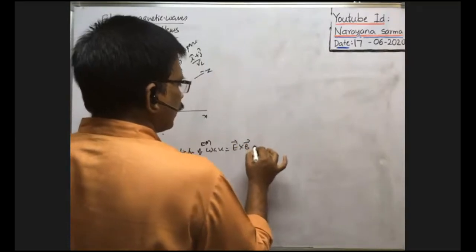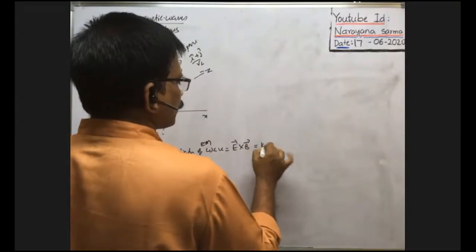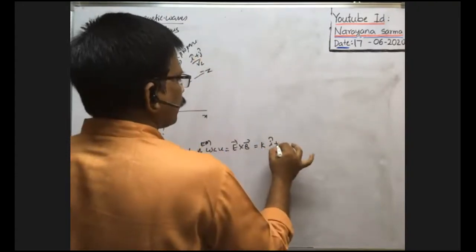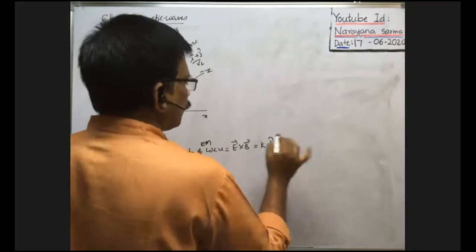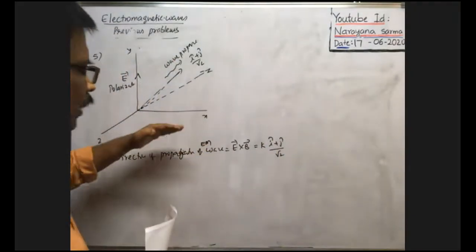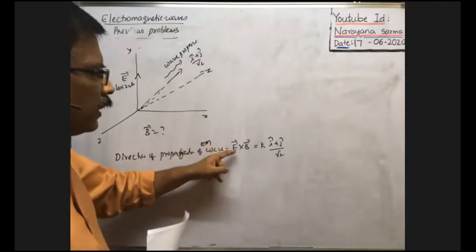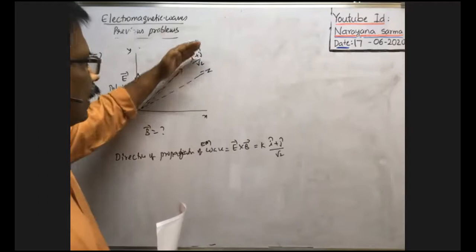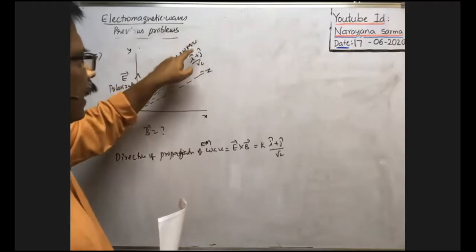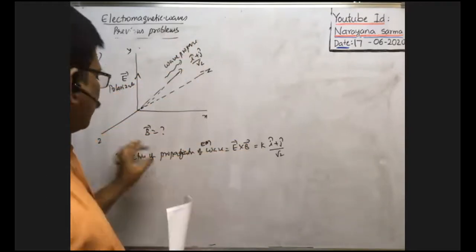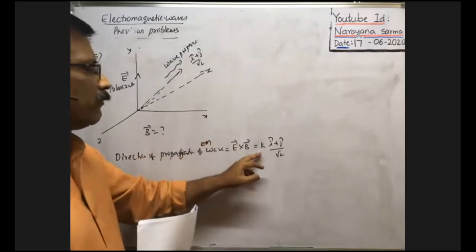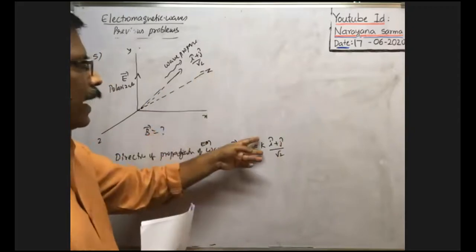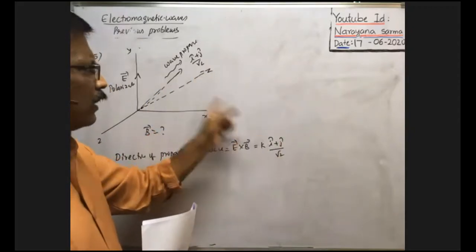So this is along the direction of some constant k into this unit vector along this direction, (i cap plus j cap)/root 2. Because the direction of propagation of the electromagnetic wave is given by E bar cross B bar. That direction, that electromagnetic wave propagates along the direction of unit vector (i cap plus j cap)/root 2. That's why the direction of propagation of the electromagnetic wave is along (i cap plus j cap)/root 2.